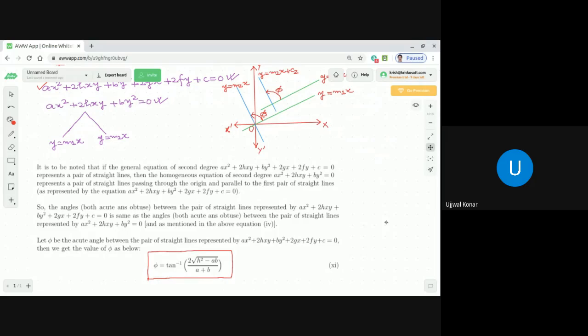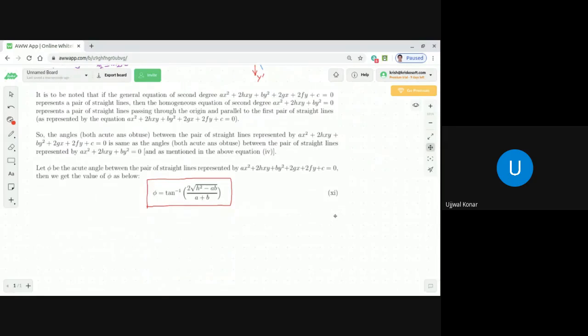Now, as we understood this strong relationship between the homogeneous equation and the general equation of second degree, in which the coefficient of x², coefficient of xy, and coefficient of y² are exactly the same, let us solve a problem related to this.